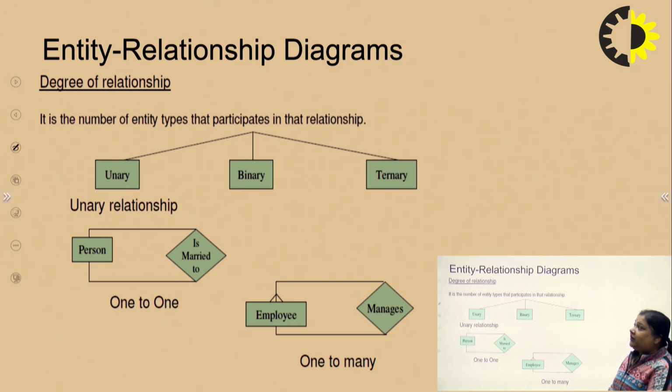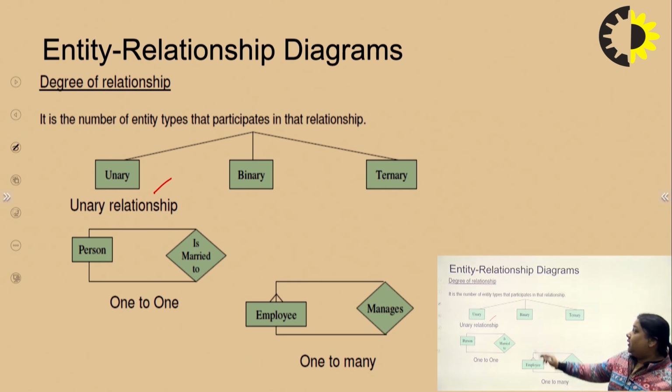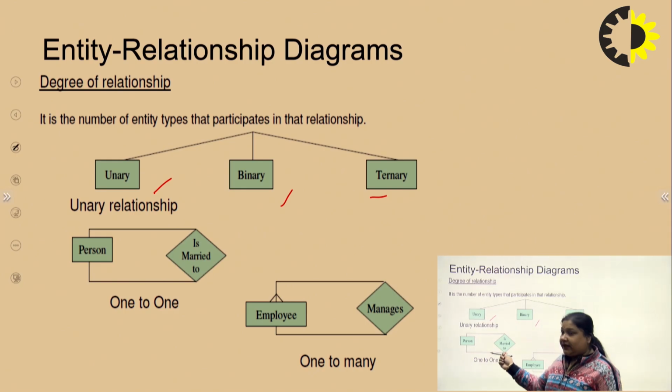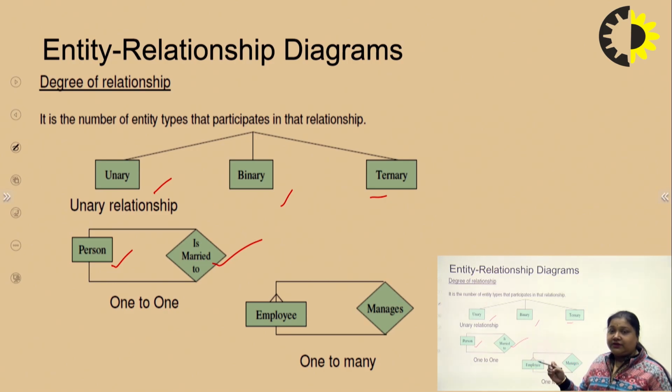Now the degree of relationship. It is the number of entity types that participate in that relationship. There may be a unary relationship, binary relationship, ternary relationship, depending on how many entities are involved in that type of relationship. In a unary relationship, for example, some person is married to another person. So this is a relationship from one person to another person. This is the one-to-one relationship.